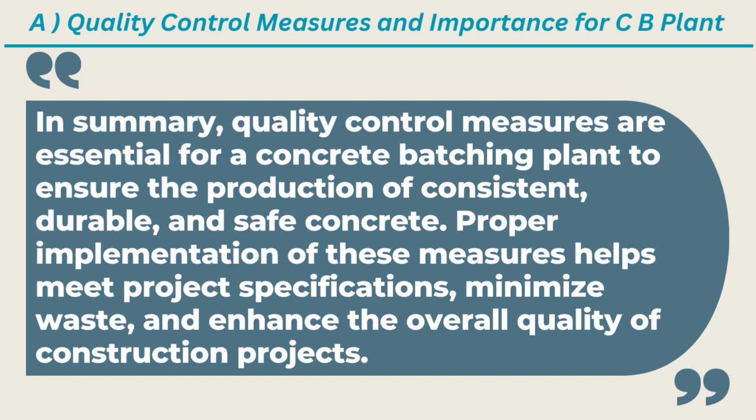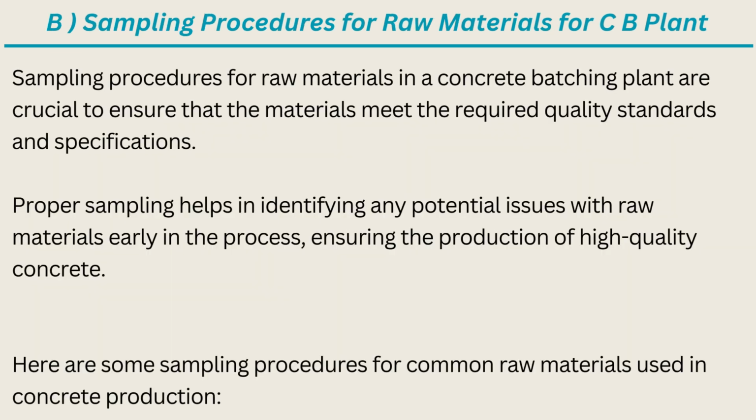B. Sampling procedures for raw materials for concrete batching plant. Sampling procedures for raw materials in a concrete batching plant are crucial to ensure that the materials meet the required quality standards and specifications. Proper sampling helps in identifying any potential issues with raw materials early in the process, ensuring the production of high-quality concrete.